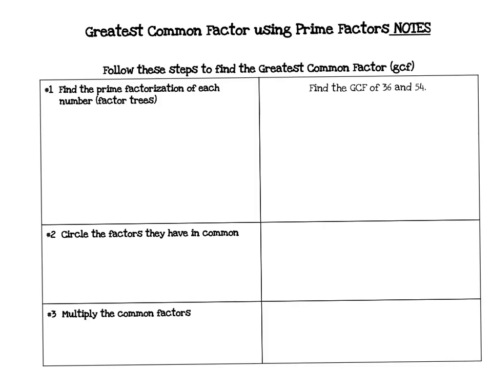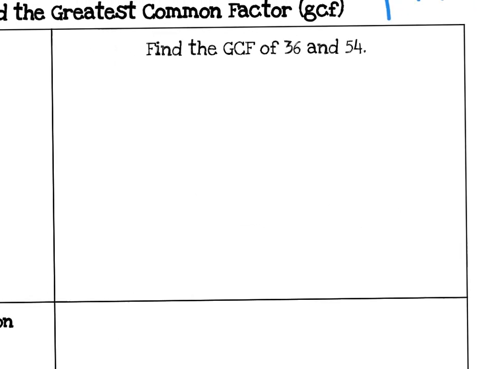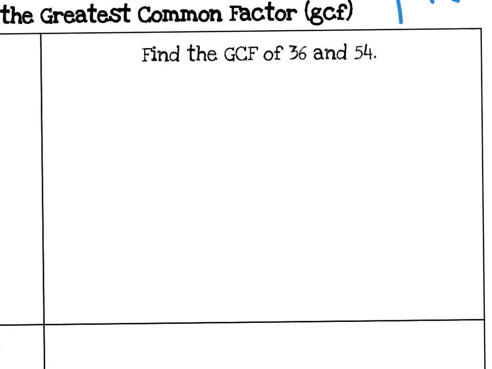So there are three main steps that I want you to follow whenever you're finding the greatest common factor using prime factors. Remember, prime factors means that we're going to be making factor trees. Okay, so I'm going to zoom in here so I have a little more space. And our very first step says to find the prime factorization for each number. So I am going to make a factor tree for 36. Do this along with me.